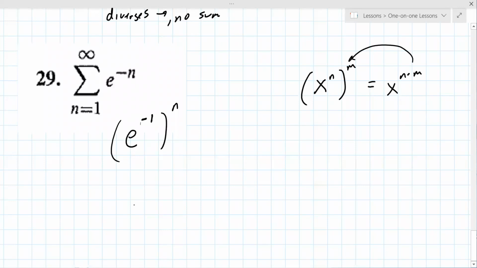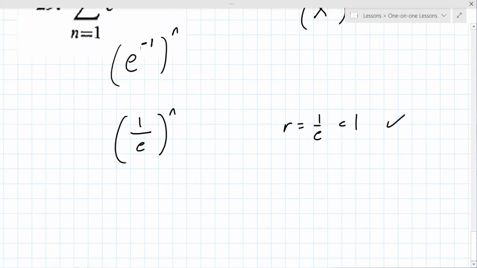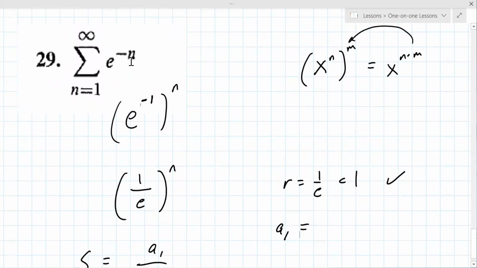So this now becomes 1 over e, which is less than 1. Yeah, r is equal to 1 over e, which is less than 1, so you're good. Okay, so this one's a little bit harder because the sum is still a sum of 1 over 1 minus r. We have r, but what's the first term? The first term is, you have to put 1 into this. So that's e to the -1, which is 1 over e.